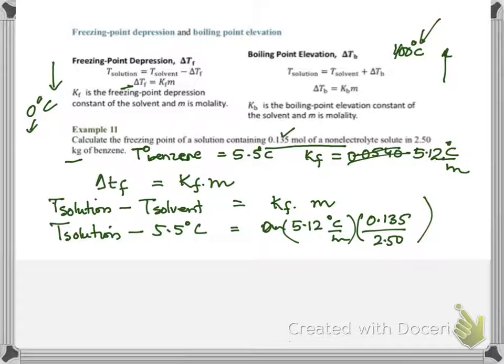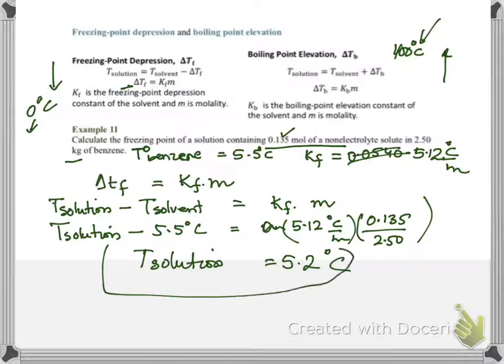So when you do your math, solving the equation, your T solution should come out 5.2 degrees Celsius. And we can see the freezing point of the pure solvent was 5.5 degrees Celsius, and when you added 0.135 moles of a non-electrolyte solute, the freezing point lowers by 0.3 degrees Celsius. From 5.5 it is changing to 5.2. Again, there is no need for us to have the name of the solute right now, as long as we know it is a non-electrolyte.